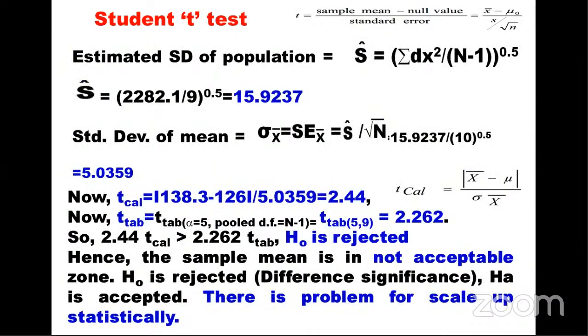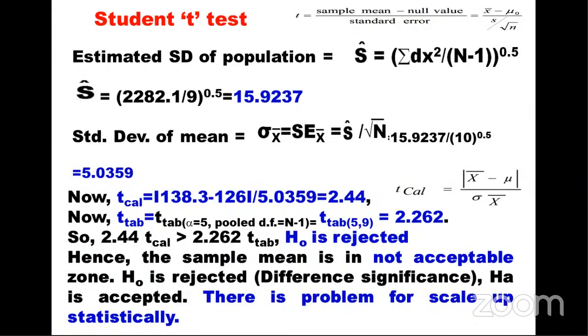Then we calculated SD by the formula, root of dx square divided by n minus 1. From that we calculated SD that comes to 5.0359. Then we use the TCal formula. So the calculation of T value is x bar minus mu upon SEX, and that comes to 2.44.